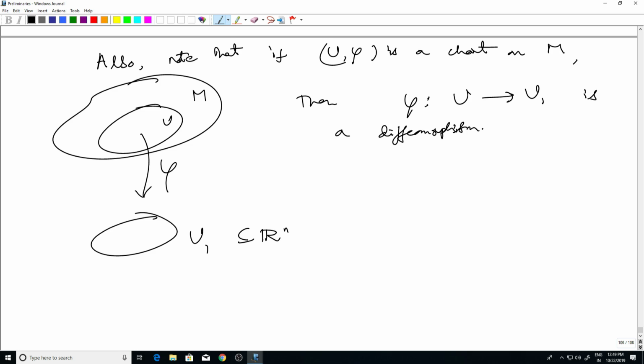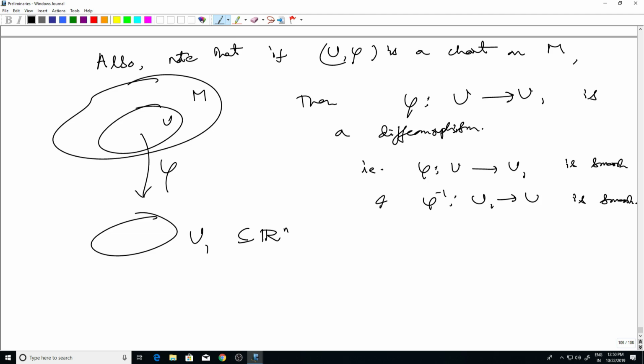I.e., phi from U to U1. Maybe I should change this slightly. Phi from U to U1 is smooth, and phi inverse from U1 to U is also smooth. Since the chart is by definition a homeomorphism of U to U1, phi is automatically bijective. What we are concerned with here is the smoothness of phi.